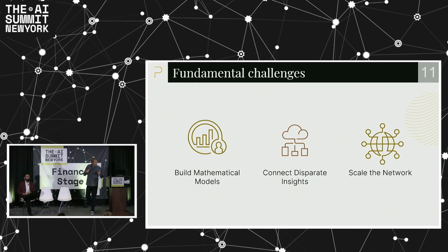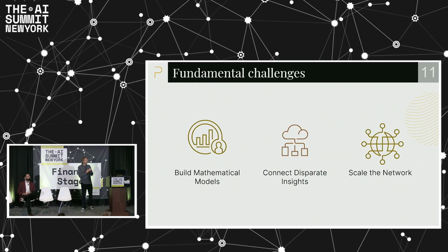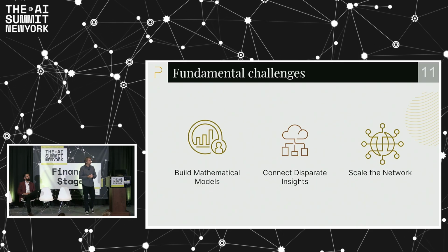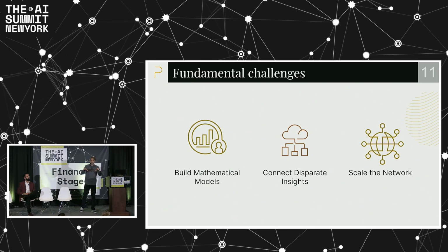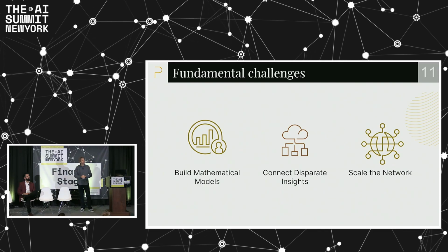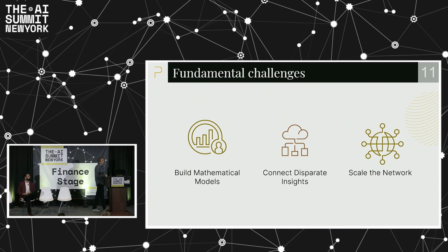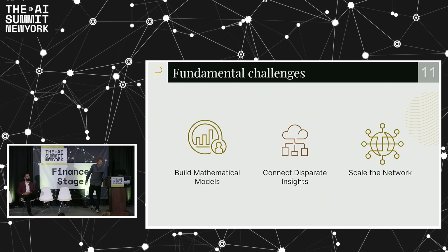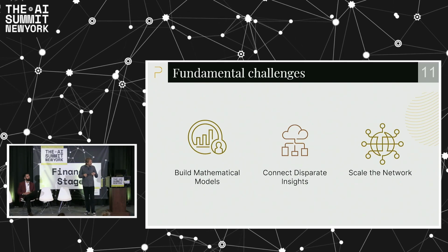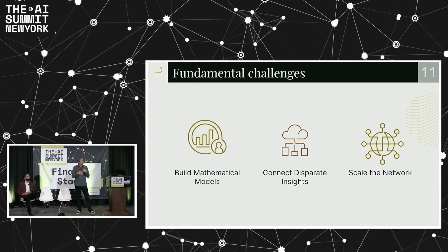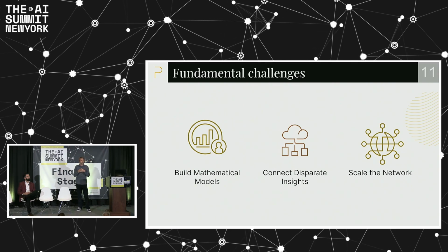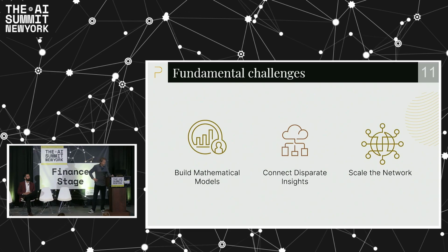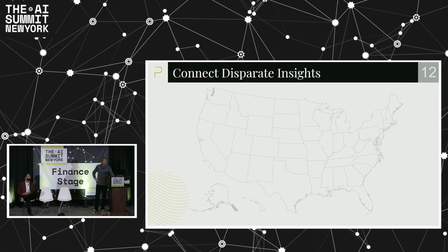So what we're left with are some fundamental challenges related to all of this. One, how do we build mathematical models that represent all of the deep institutional knowledge that thousands of members of our network hold in their brains? How do you do that? Hard problem. How do you connect those disparate insights across all of those experts in the network? And then finally, as I mentioned before, how do we scale that network out? There's nothing more frustrating than having a valuable solution to the problem and being limited with respect to the audience that can receive that solution. So what do we do?